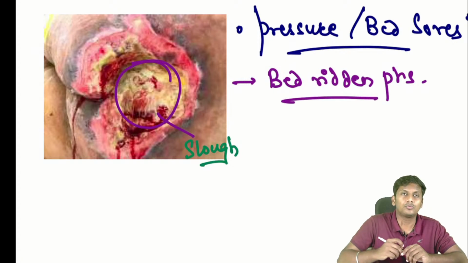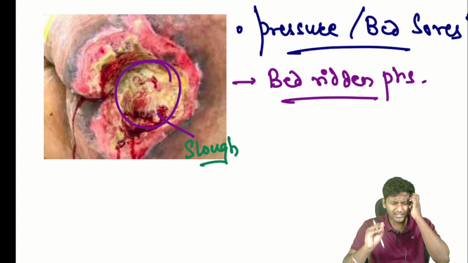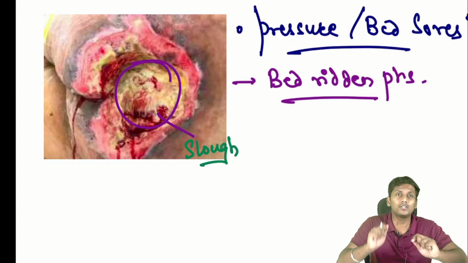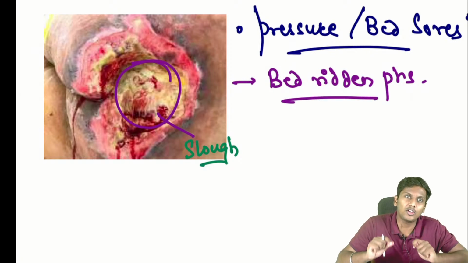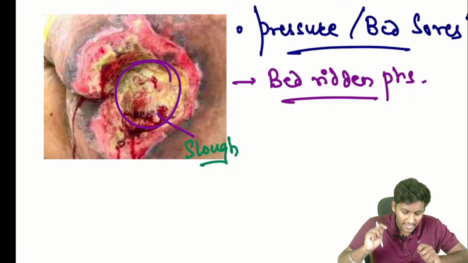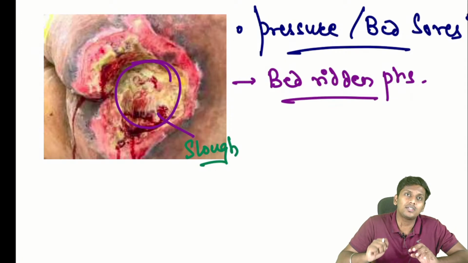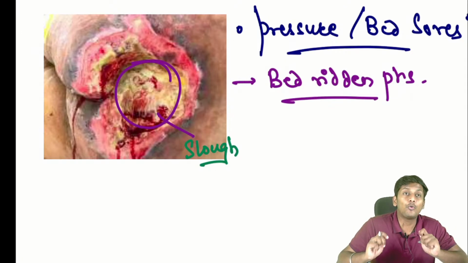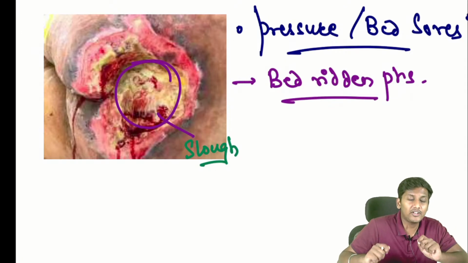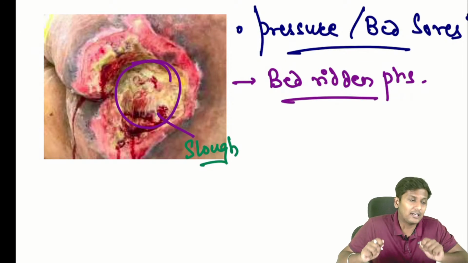We call it slough. All of these white tissues are nothing but dirt. We have to remove this every day. Yes, you have to do regular dressing of these pressure sores or bed sores and clean them every day. You should see a red granulation tissue. If you want to see a healthy wound, you want to see a red granulation tissue.